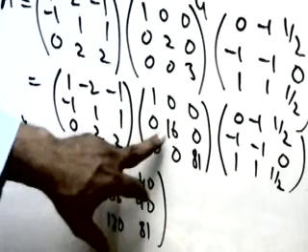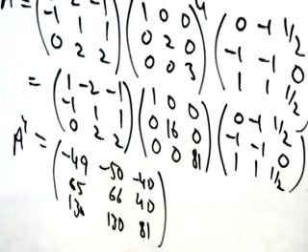This is A power 4. Suppose this is A, this is B and this is C in the calculator, and you multiply A into B into C, you will get this value.